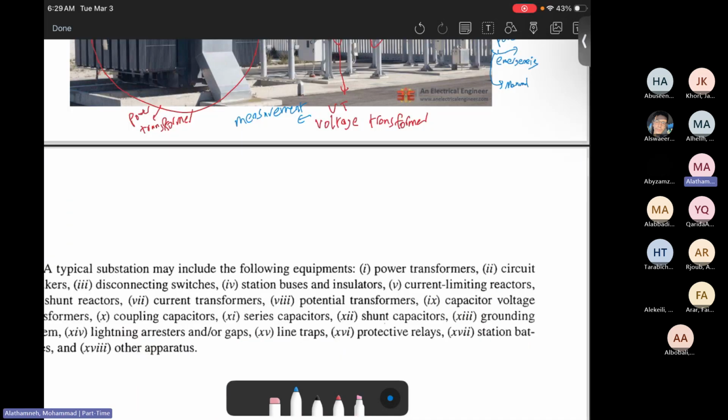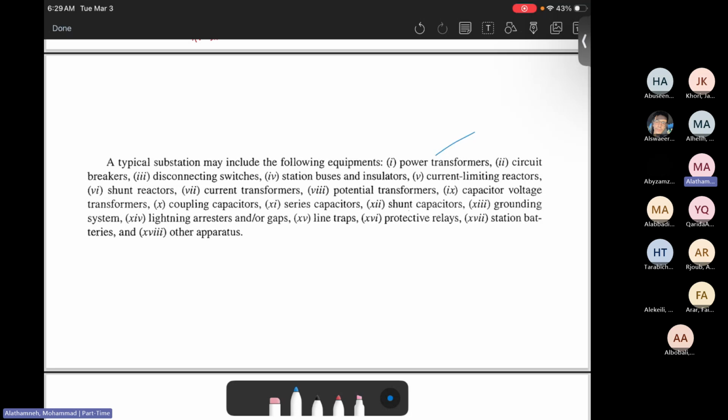So here are some major equipment, as we said: power transformers, circuit breakers, disconnect switches, bus bars, insulators. Then there is something we call a capacitor bank, and some others called reactors, or reactor bank.